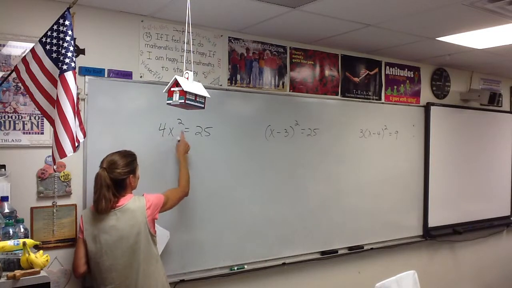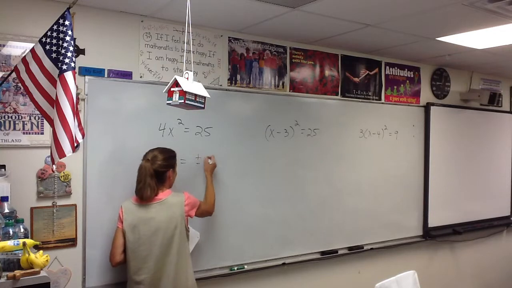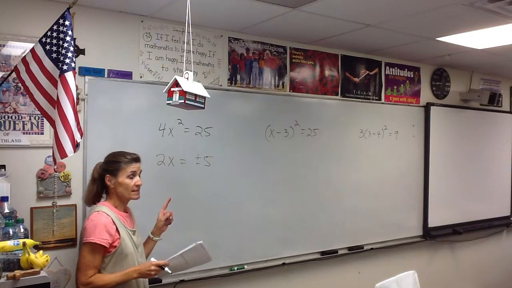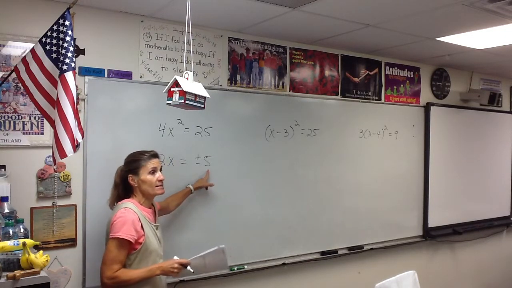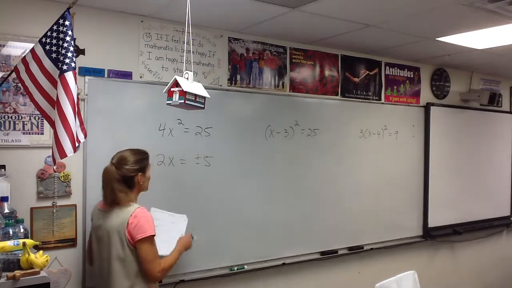2x. What's the square root of 25? Plus or minus 5. One side or the other, you're going to put the plus or minus. It never matters which side. I always put it on the side that doesn't have the letter. That's easier for me. Now, I'm still not done, though.